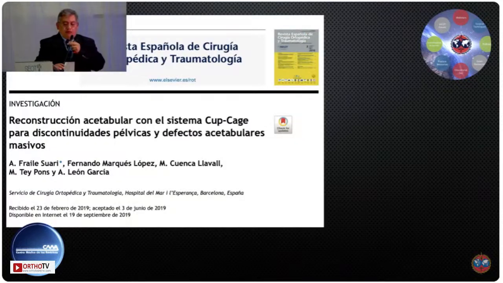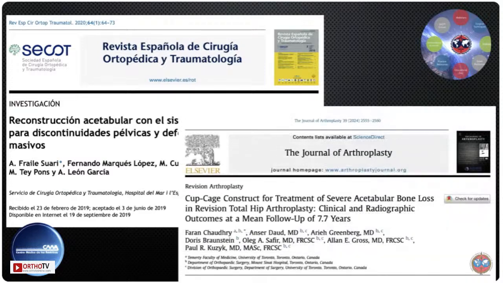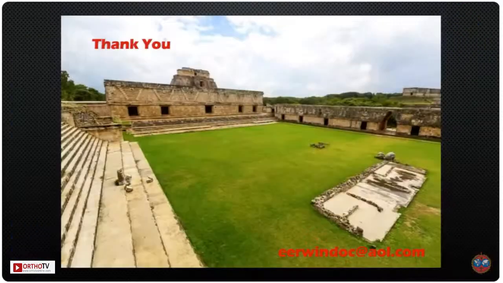Okay, for conclusion, I invite you to read these two articles. The cup cage system is a good option, not expensive in certain cases, and it helps us in any case of pelvic discontinuity. Thank you.